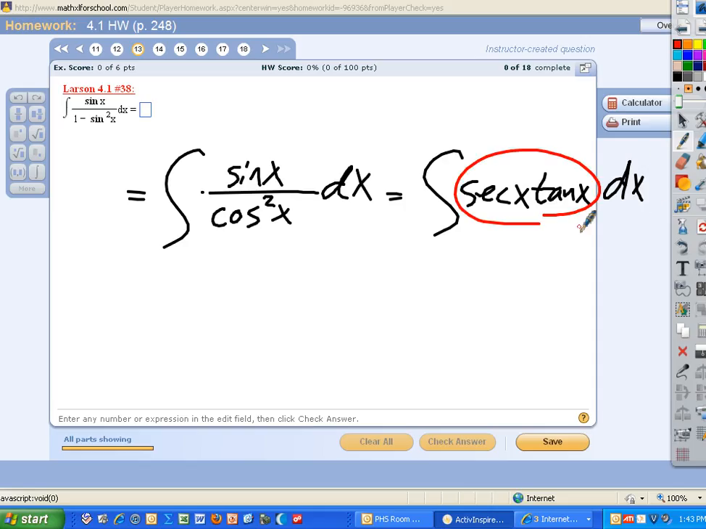The derivative of what is that? Secant x, yeah. So our answer would just be secant x plus c, right? Yep. Secant x. Okay.